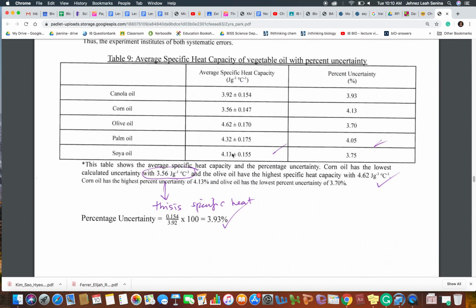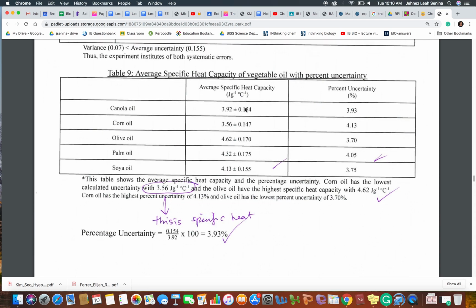So canola, we just looked at that. That's 3.92. Are you in table 9? So 0.154, right? We've looked at where that came from. So she listed everything for all of her oils. And as you can see, this is absolute uncertainty. She has another column to express percent uncertainty. 3.9, she said 3.92 earlier. Maybe she rounded it because she has 3.93 here.